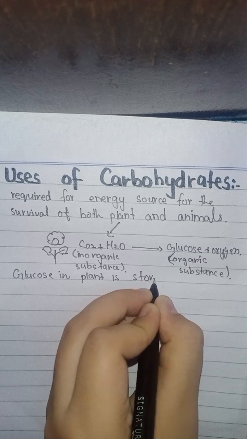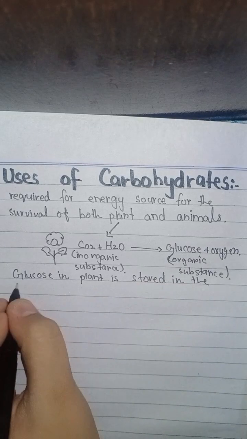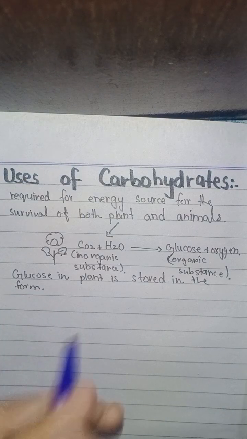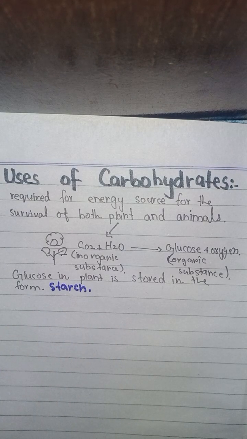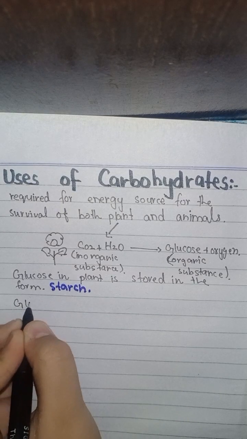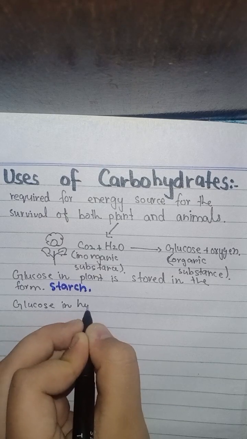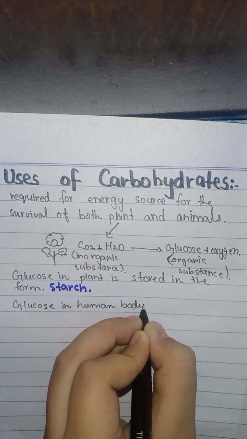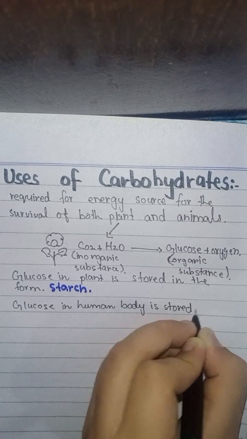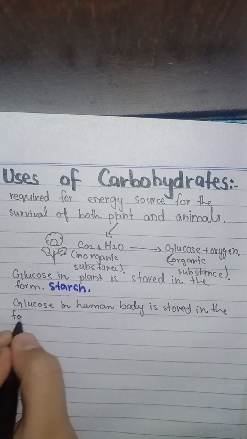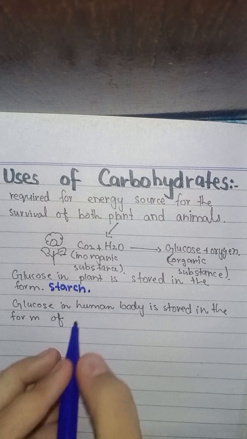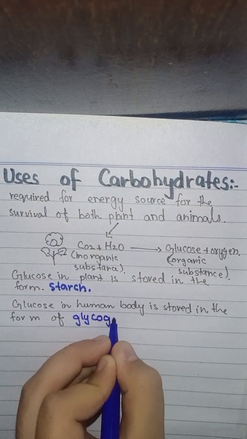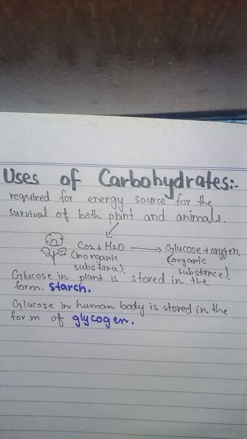It is stored in the form of starch. While glucose in the human body is stored in the form of glycogen.